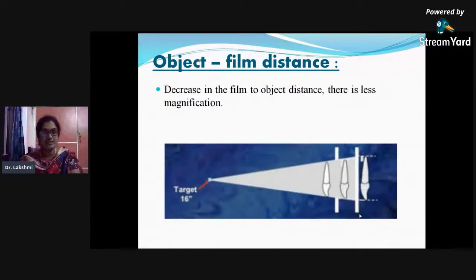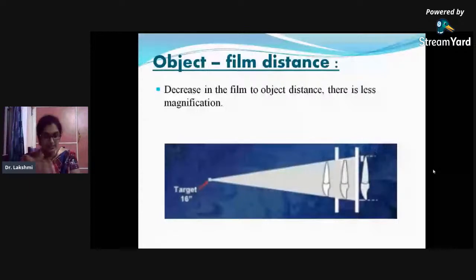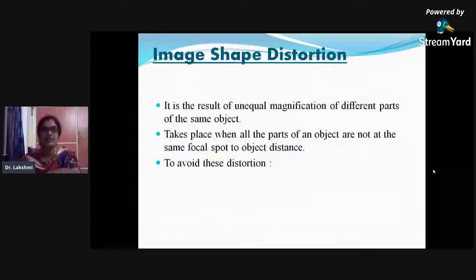Now if you can see over here, there is a film, and this is the object, and the target is the same, and you are shooting a beam of X-ray. There is not much magnification in the image, whereas otherwise there will be a magnified image over here. So this is what causes magnification, and we control this error by following these principles.